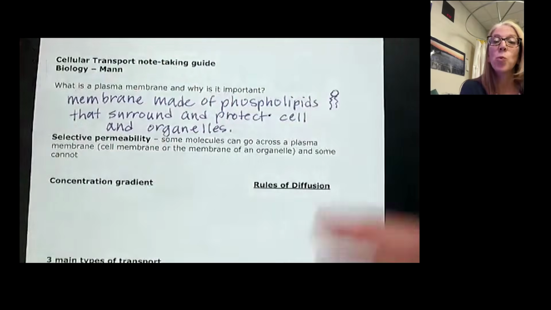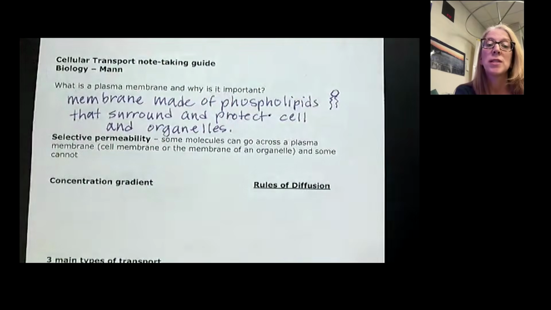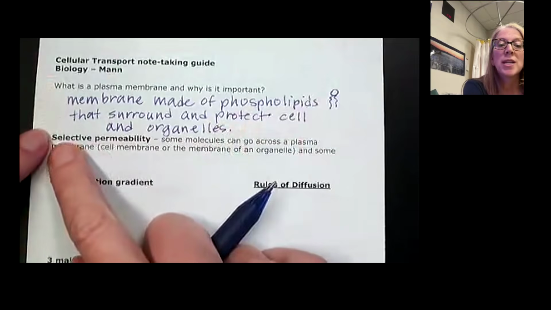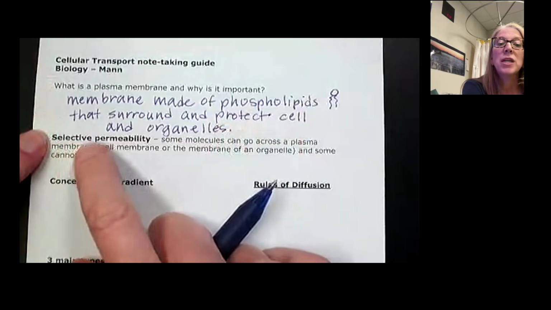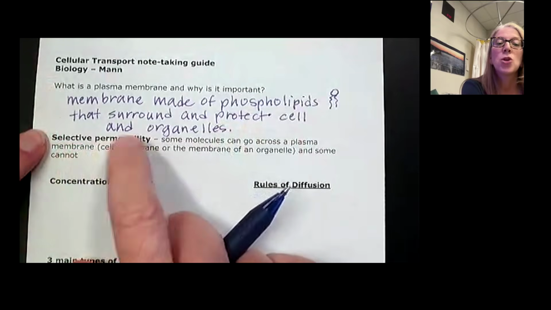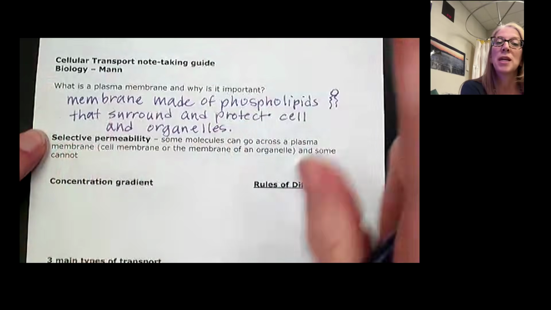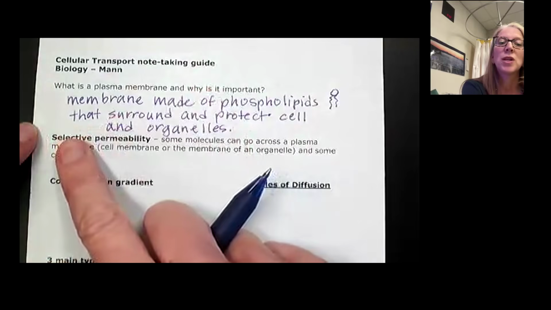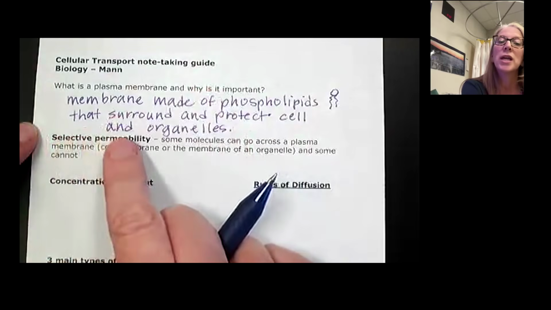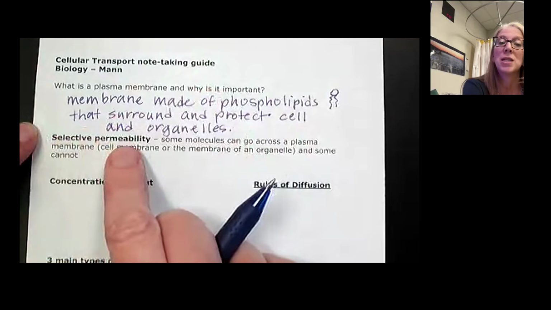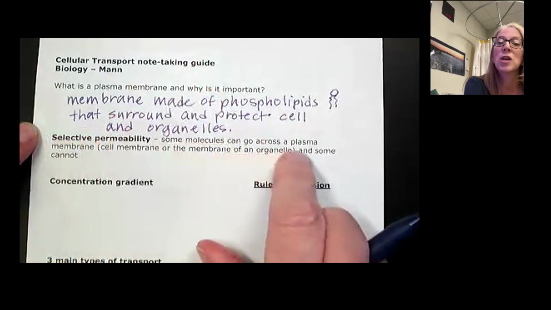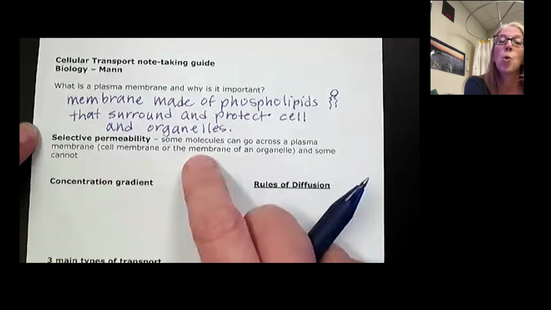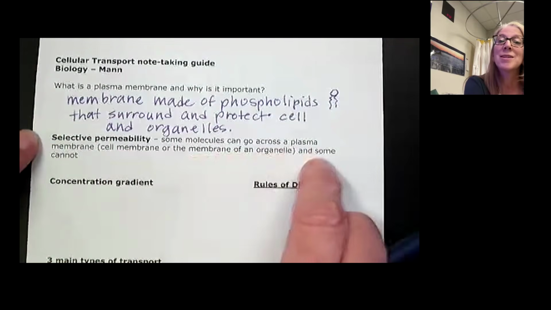All right. And then with that thought, that there's some protection going on here, is this idea that the membrane is selectively permeable. Okay. So permeable means that something can get across some kind of divider. All right. So selective, meaning there are certain things that can get across and certain things that can't. So some molecules can go across a plasma membrane. And remember, we're referring to both the cell membrane or the membrane of an organelle, and some cannot.